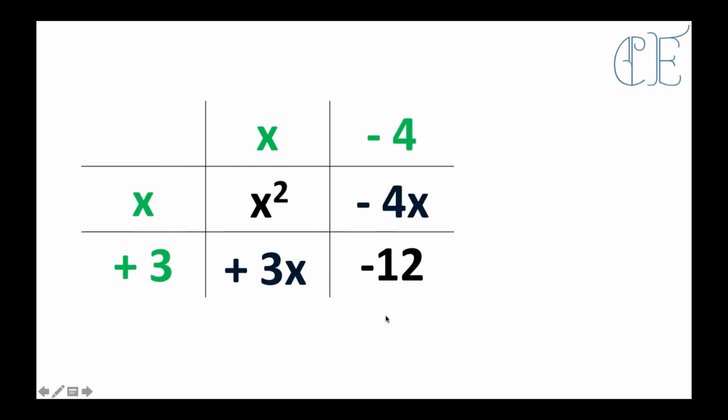So, looking at these two numbers, we have minus 4x plus 3x. Well, minus 4 plus 3 is minus 1. So we'd end up with x squared minus 1x minus 12.